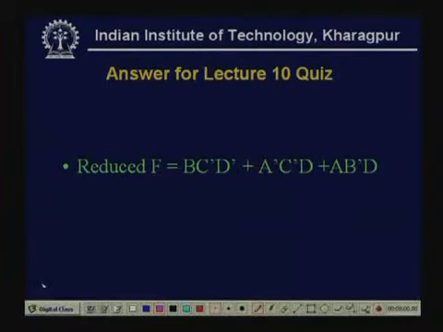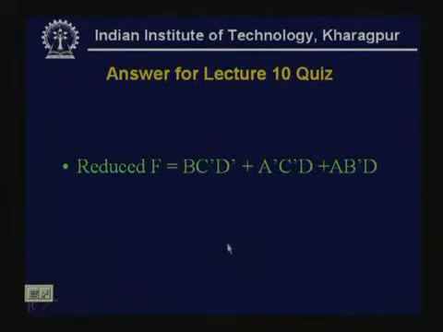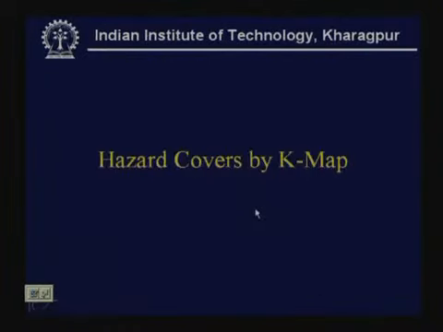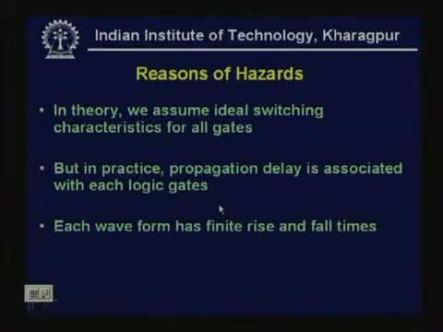Now, we start today's topic: how we can cover the hazards by the Karnaugh method. First thing is what we mean by hazards and what is the reason for hazards. In theory, so far in the previous classes, we assumed ideal switching characteristics for all gates, or the operators that we have considered, AND, OR and the inverter.